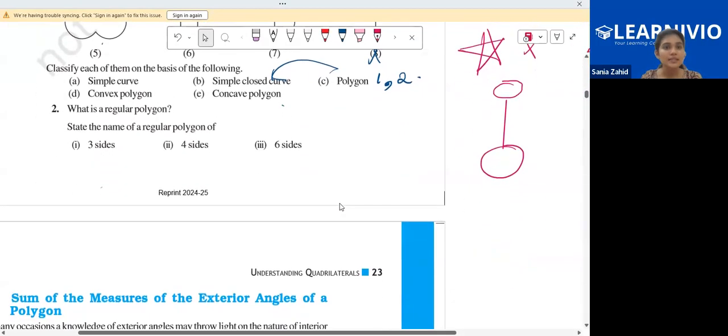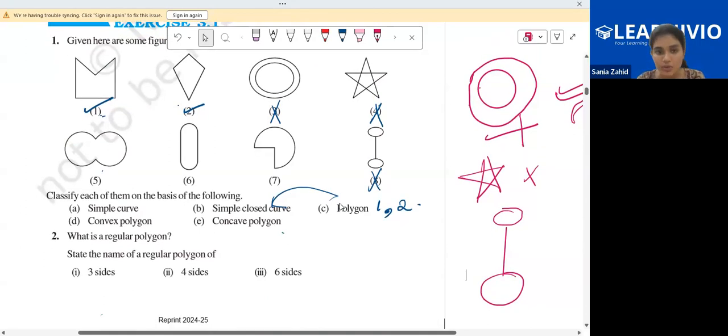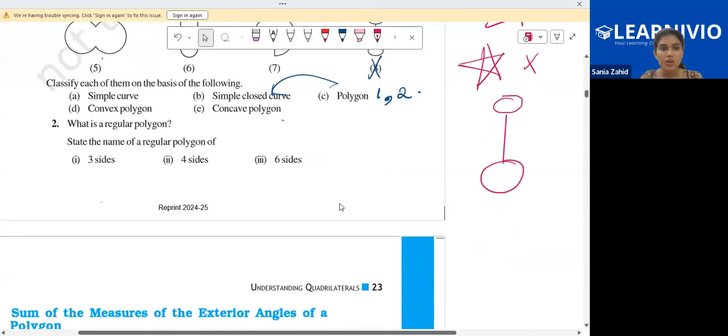Yes. Okay. Next is, so you can write down the answers. If you do, you have your NCERT. Okay, you don't have NCERT in your school. No. Okay.